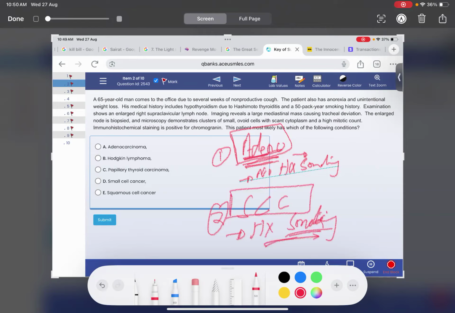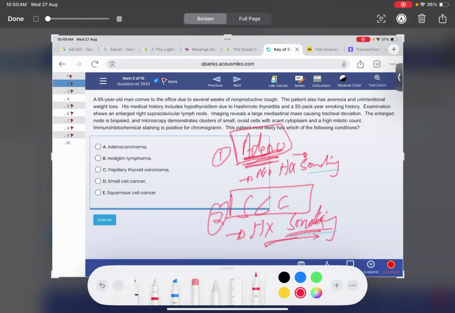I've got the point. So this patient has small cell carcinoma, and that is due to the syndrome of inappropriate ADH. And one more thing, I think I have told you that. Okay, you got the point, or do you want me to clear it more?